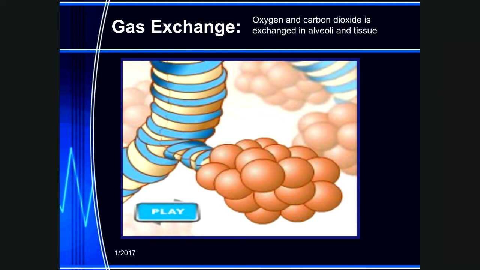But gas exchange, the oxygen and carbon dioxide, is exchanged in the alveoli and tissues of the body. Here you have a picture of the alveoli. They look like little sacks of grapes, best way to explain it. Oxygen enters the alveoli during inhalation. The CO2 arrives at the capillaries that surround the alveoli, and the CO2 is released and crosses into the alveoli, and oxygen is taken up by the red blood cells and whisked off to all the other cells of the body.